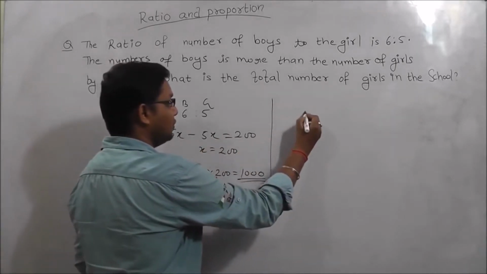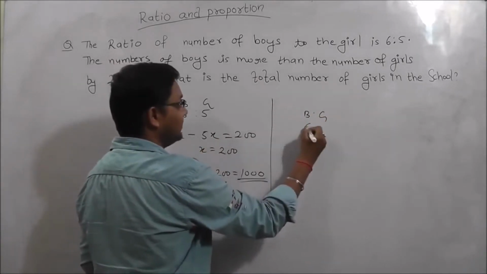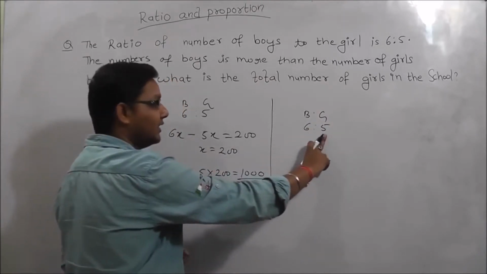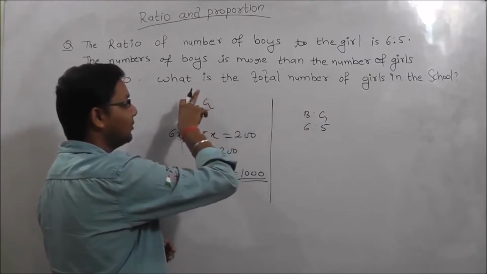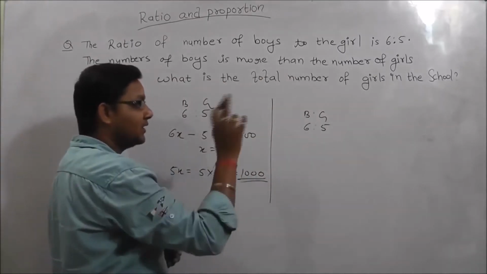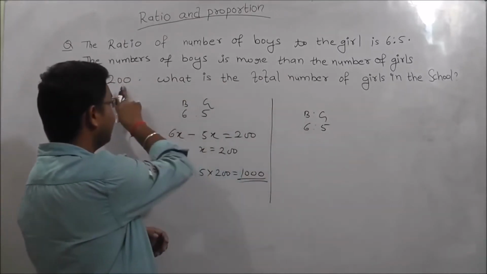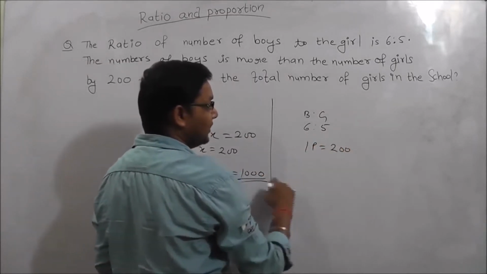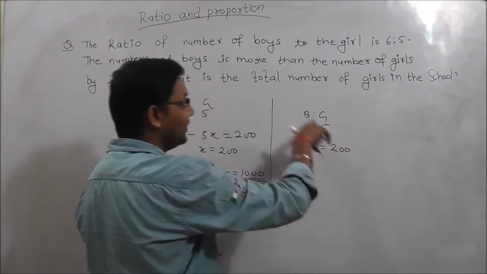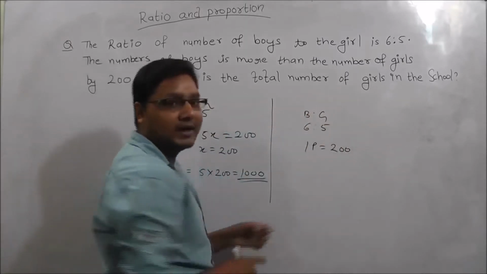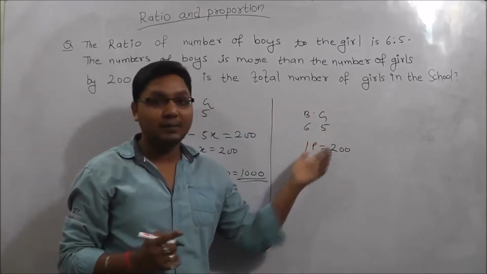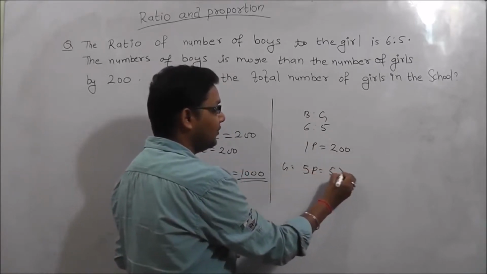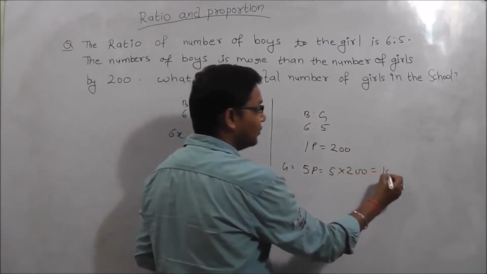So the ratio of boys to girls is 6 is to 5. So boys is 6 parts, girls is 5 parts, and the number of boys is more than the number of girls by 1 part, and that is given as 200. 6 minus 5, 1 part, that is given as 200. So 1 part is 200, and we have to find the number of girls, and the number of girls is 5 parts. So 5 into 200, that is 1000.